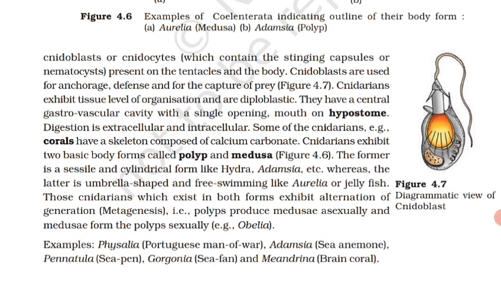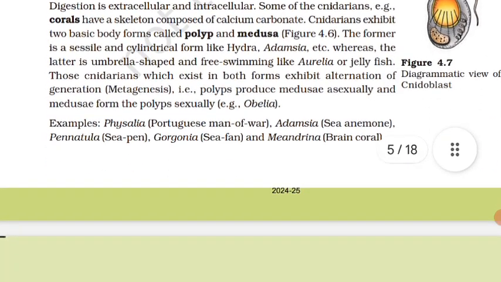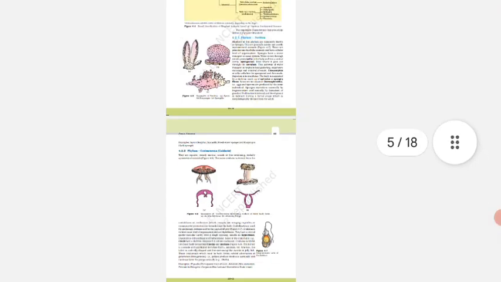Wow, Ctenophora is quite different. Fertilization is external with indirect development. Examples are Pleurobrachia and Ctenoplana.